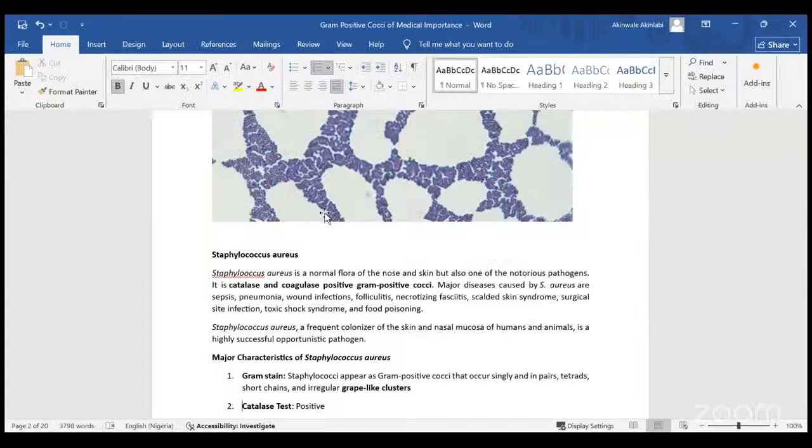All these ones, we have been doing it from our part 3. It's not something that we are hearing for the first time. You know the coagulase test and you know the catalase test. We will have to go through the catalase and coagulase again.